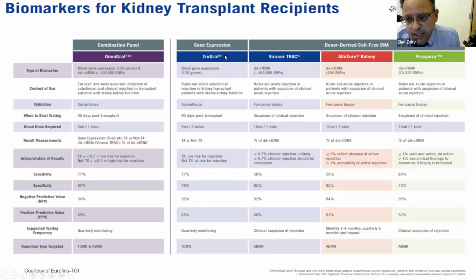Now, the one gene expression profile test available, called TruGraf, detects 120 genes, as I mentioned. The problem is that the reporting is only TX or not TX: are the genes quiescent or not quiescent? But it has a good positive and negative predictive value for TCMR. And you have this test called OmniGraf, which is a combination of both TruGraf and TRAC, so a combination of gene expression profile and donor-derived cell-free DNA. This is how sensitive and specific it is; the negative predictive value is good, and maybe it has a better positive predictive value.